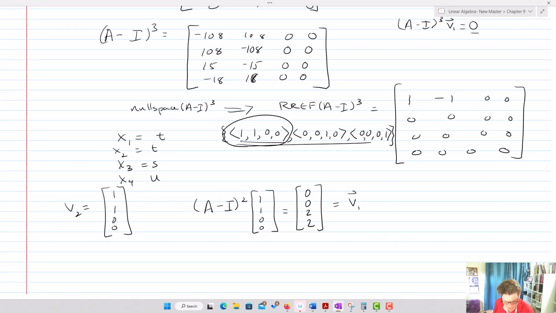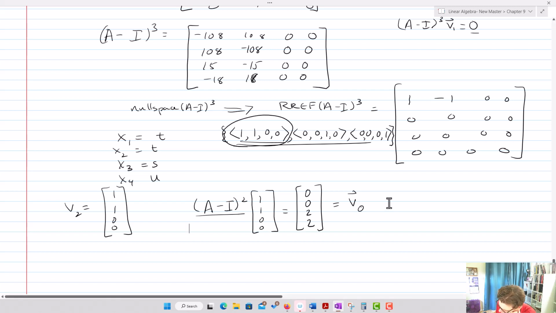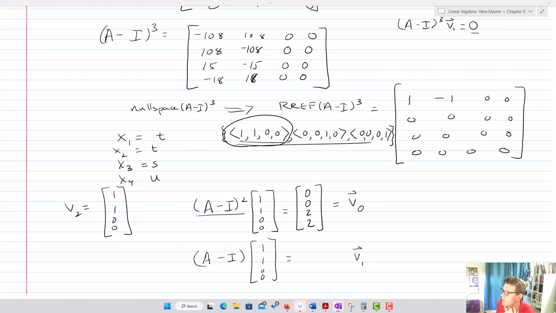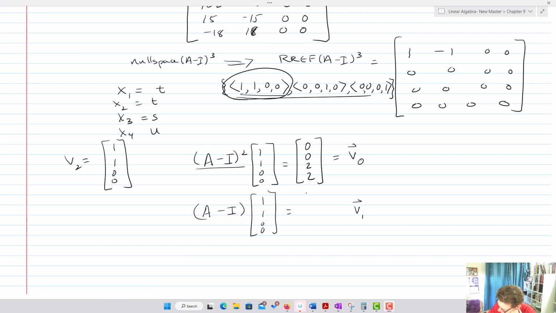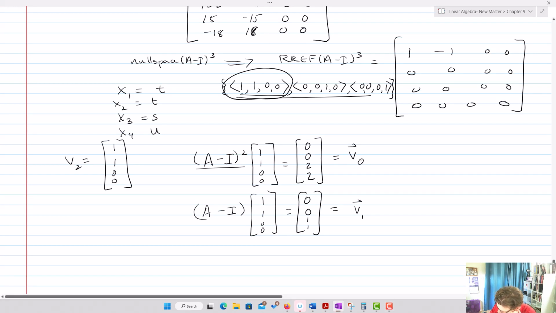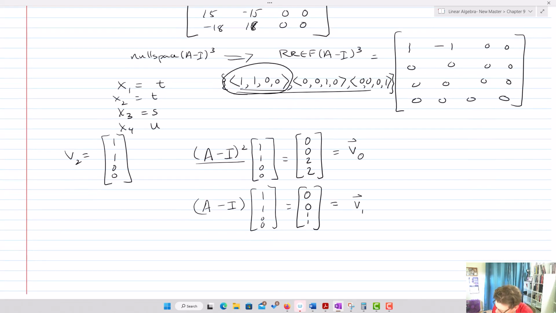And now we've got to find V0. Excuse me, this is actually V0. V0 is going to be the smallest one, A minus I squared times 1, 1, 0, 0. And then we're going to do A minus I times 1, 1, 0, 0, and that will end up giving me V1. That ends up equaling 0, 0, 1, 1, and that's going to end up being my V1. Okay, so I now have two of them.